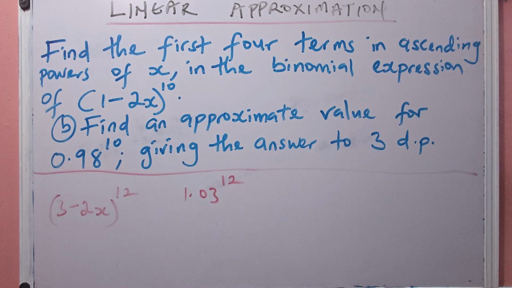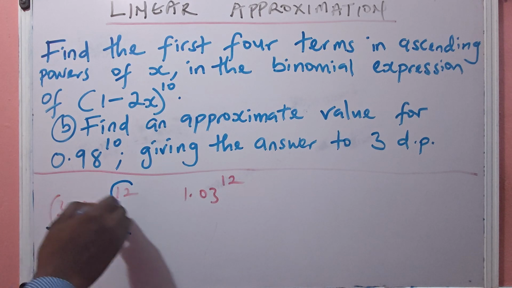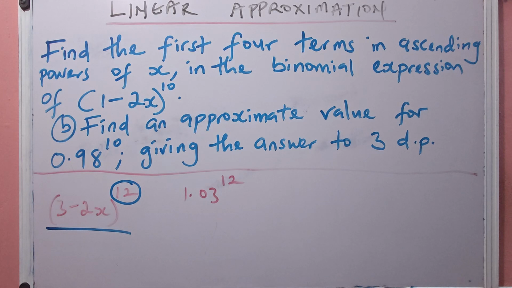It's very fine if you do that, because you will still get your answer using those first 4 terms. In some cases, it could be the first 5 terms. So it's still very fine, and your values will be intact. Now, let me tell you this: when dealing with binomial expansion, and you're trying to solve linear approximation, you must take note of the power. You can see right here that the expression is (3 minus 2x) raised to the power 12.